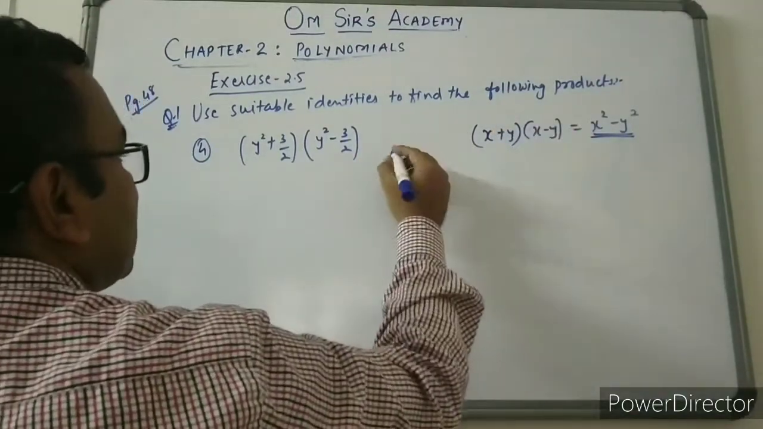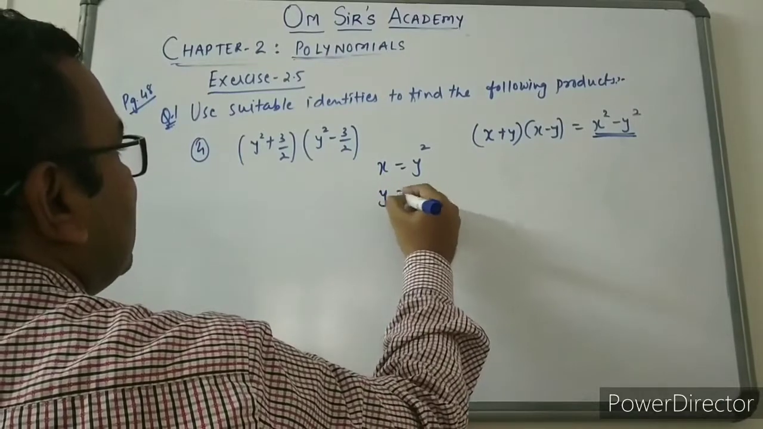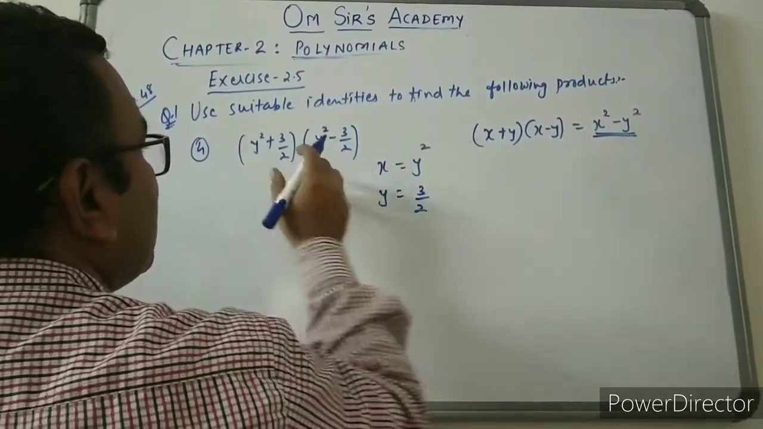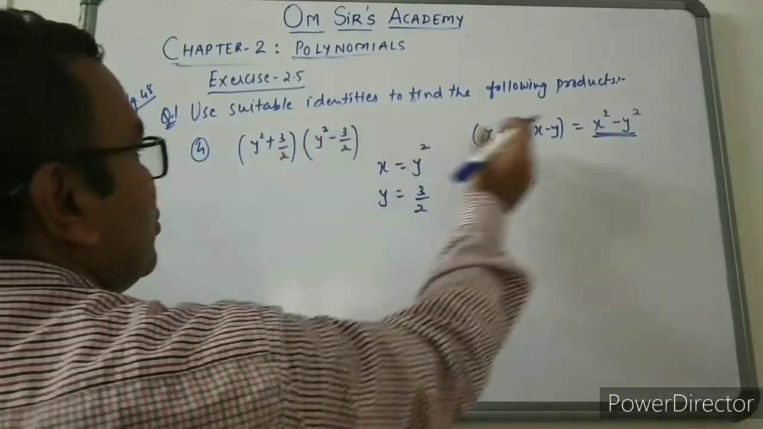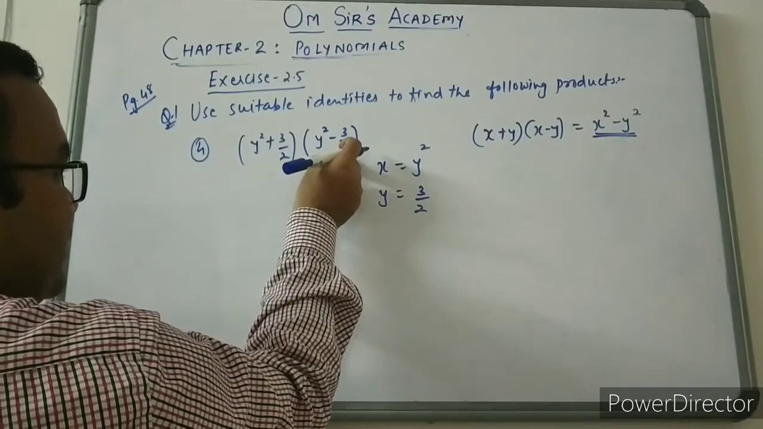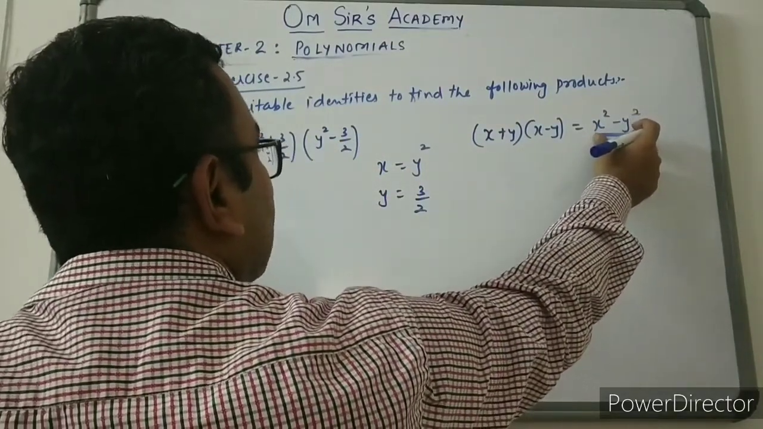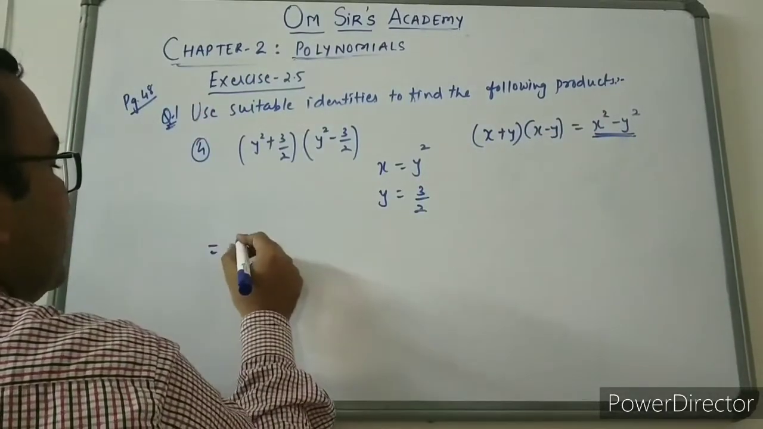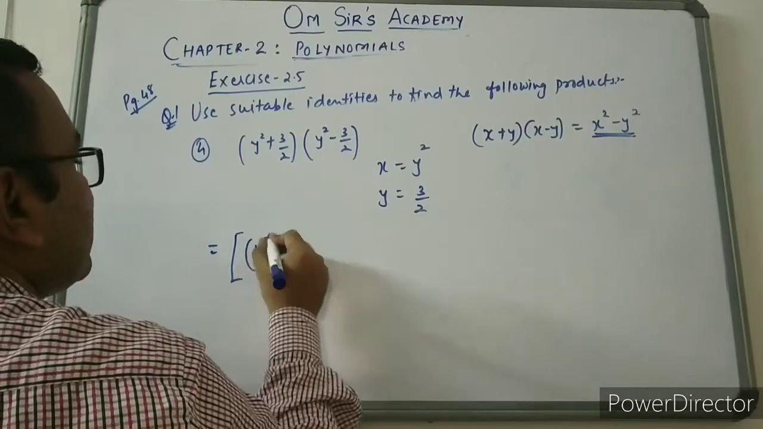So instead of x it is y square, and instead of y it is 3 upon 2. So this is in this form. X plus y is y square plus 3 upon 2, and x minus y is y square minus 3 upon 2. So solution of this is what? X square minus y square. So it will be x square, that is y square the whole square.